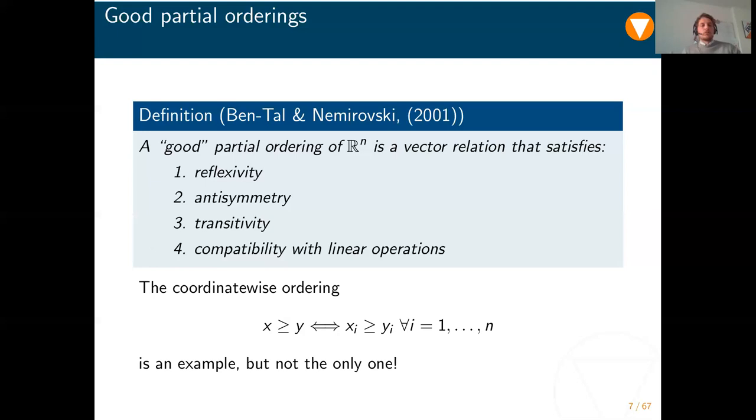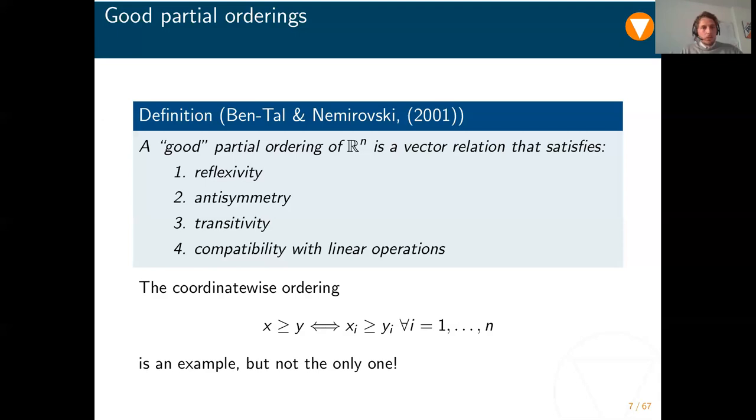What is also true is that Ben-Tal and Nemirovski claim in this book that a good portion of the nice properties of linear programming, or of the success we have in solving linear programming problems, comes from the fact that it's defined via a good partial ordering. So if you depart from the point of view that you would like to extend linear programming but maintain nice properties, and these nice properties come in part from this definition of a good partial ordering, then you should probably try to maintain the definition via a good partial ordering.